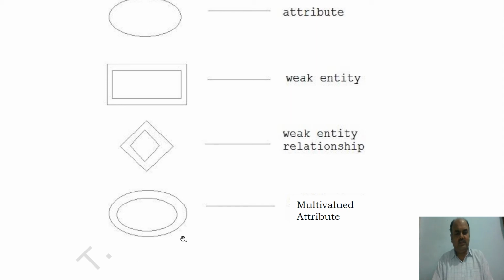Next, you can see the symbol called the multi-valued attribute. First, it is represented using two ovals. Second, multi-valued attribute means what? That one attribute contains other attributes. Its values will be multiple. Okay, that is called the multi-valued attribute.